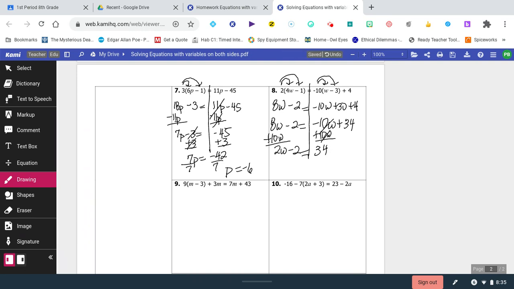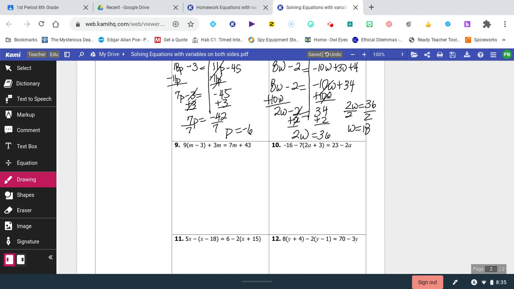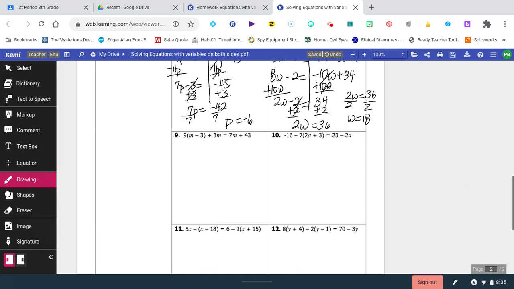So now you're just going to get rid of the negative 2 with a positive 2. So we have 2W equals 36. And since I'm out of room, I'm going to go here. The opposite of multiplying by 2 is dividing by 2. So W is equivalent to 18. And that's that, guys.